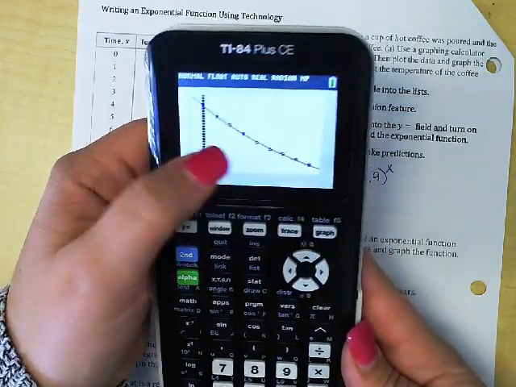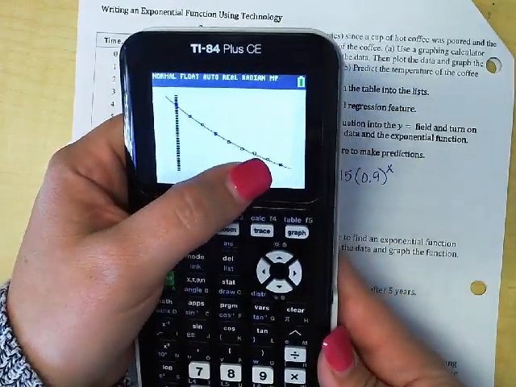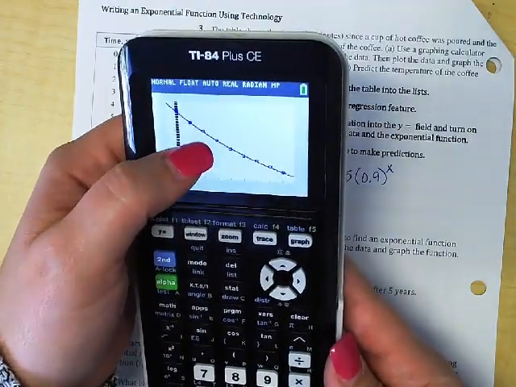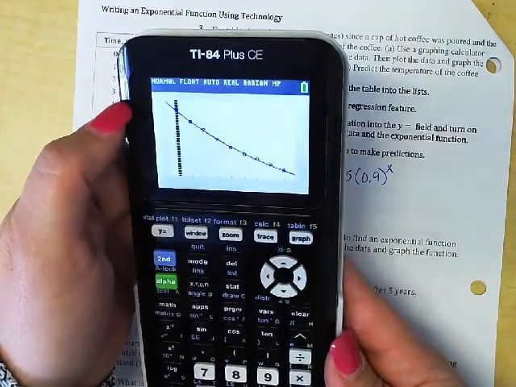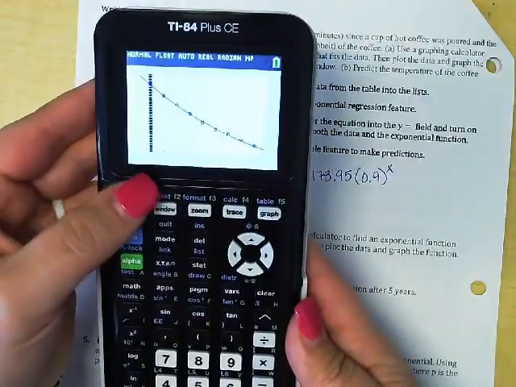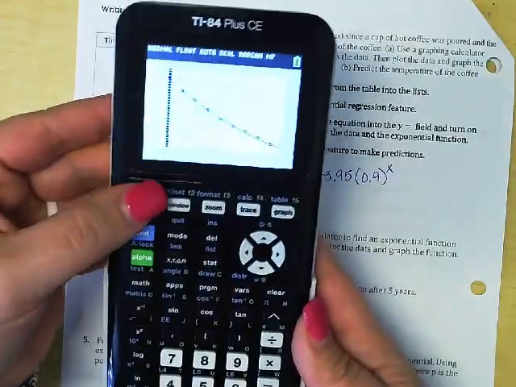So that's what they wanted us to see and do there. And it does look like an exponential model is the best fit here. It would probably fit better than a linear. Okay, but here's the nice thing about what we just did. Because we got to see that, that's awesome, right?